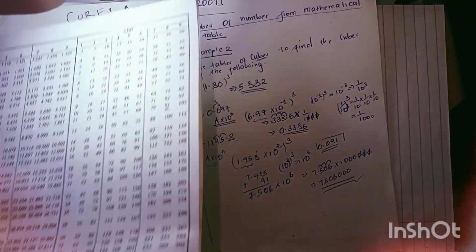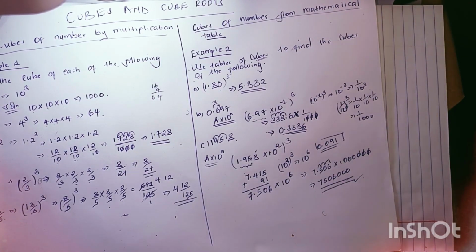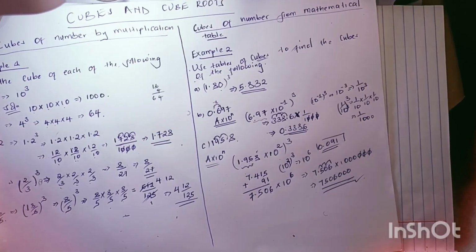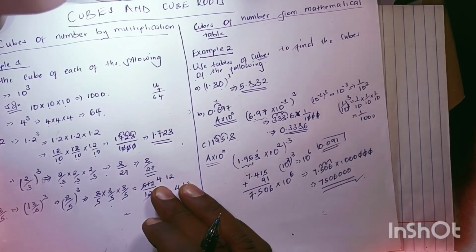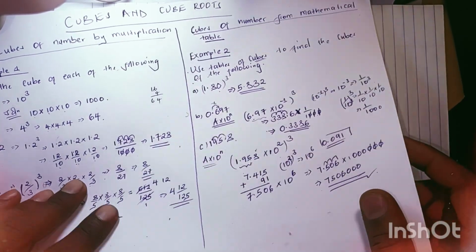So guys, I believe that up to this point you can handle questions of cubes using a table. Then let me proceed to what we call cube root. In finding the cube root, it is a very simple one, and we will begin with finding the cube root using the factor method.